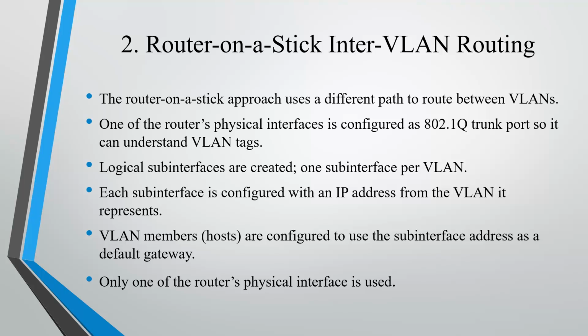The router on a stick approach uses different paths to route the VLANs. Here it is going to use an 802.1Q trunking port, so that it is going to add the VLAN tags. This we already discussed in the previous lecture. The 802.1Q trunking protocol adds tags to identify or distinguish the frames. In every frame it is going to add a tag. This is for VLAN 10, this is for VLAN 20, so a tag will be added here.